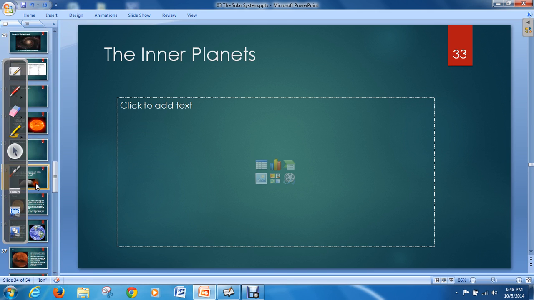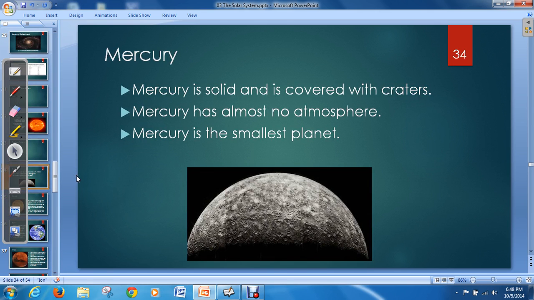Okay, so we'll look at Mercury. Mercury is the first planet. It's the closest to the sun.